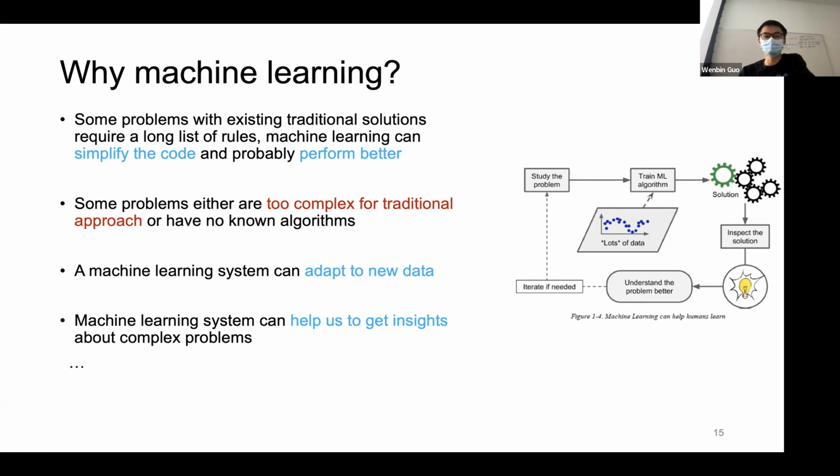Another thing is that machine learning can help us get insights about complex models. You train the machine learning algorithm, get the solutions, and then inspect the solutions, and you probably have a new idea. This new idea can be treated as feedback so that you understand your problem better. For example, when we're dealing with bioscience, we found some interesting genes. Then we look into this interesting gene and find what mechanism leads from this gene to this phenotype. So it can help us get more insights into complex problems.